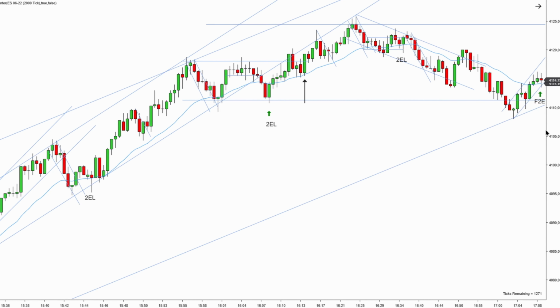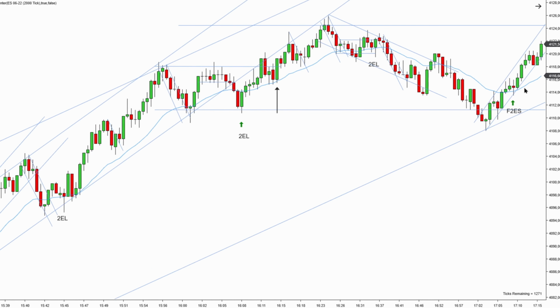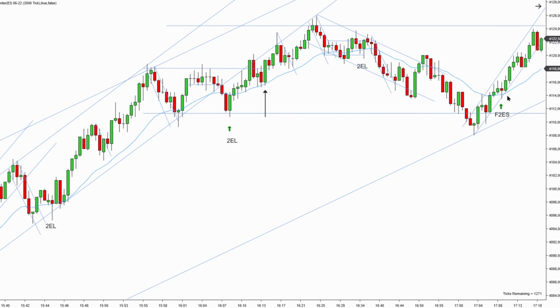And I have a failed second entry short above EMA. EMA keeps holding price, trend line keeps holding price, and what a fantastic trade. This was my first and only trade for today. Downtrend played out with the breaking extreme.